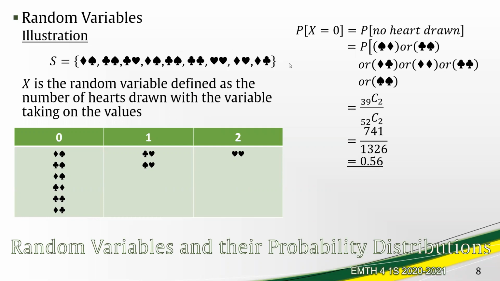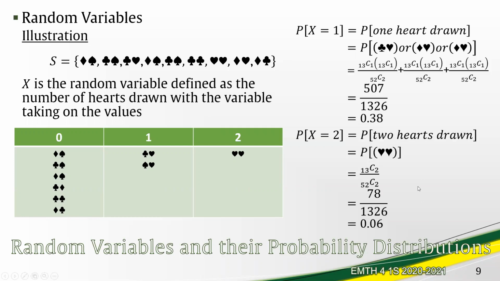We have computed now the probability of the 0 heart card, and for the 1 heart in 2 cards, we have the solution of taking the combination of the heart cards taken one at a time. And since we have 3 suits that are not heart cards, we have 13. They have to be multiplied by the heart card combination, which is also 13 taken 1.